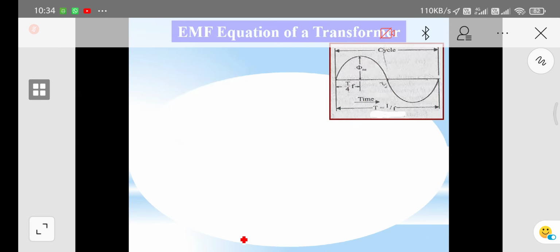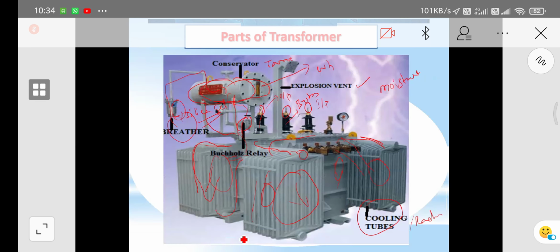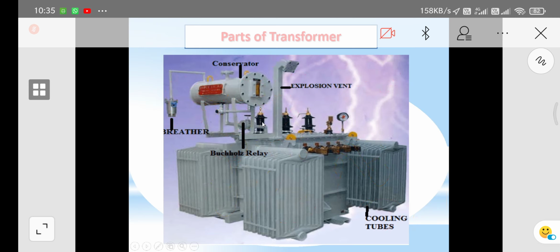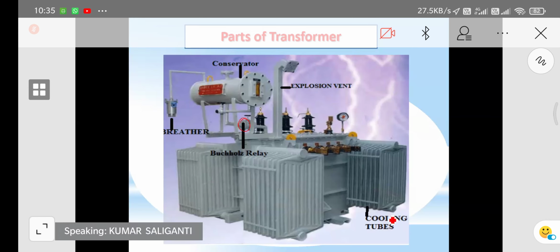And what about the last point here? The Buchholz relay. You can see this is the Buchholz relay here. What is the function of the Buchholz relay? Before that we have to know one more point here. Here is the transformer, and here is the cooling function. These are the cooling tubes. This is generally the radiator.